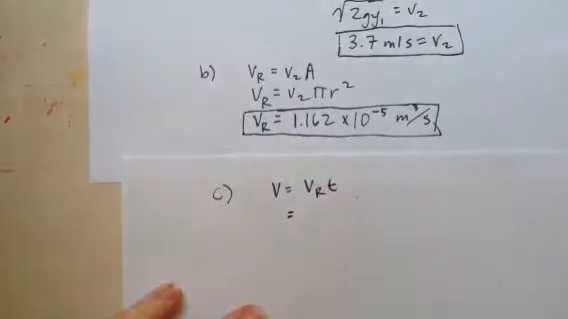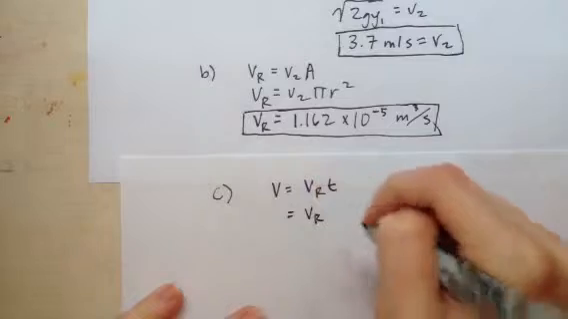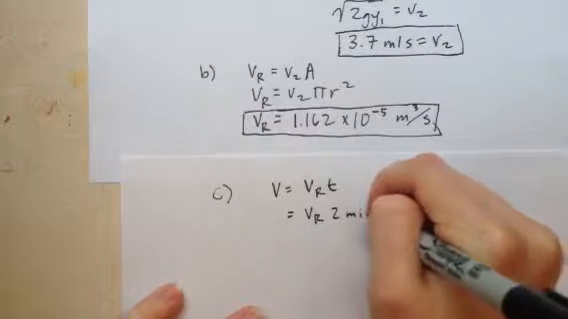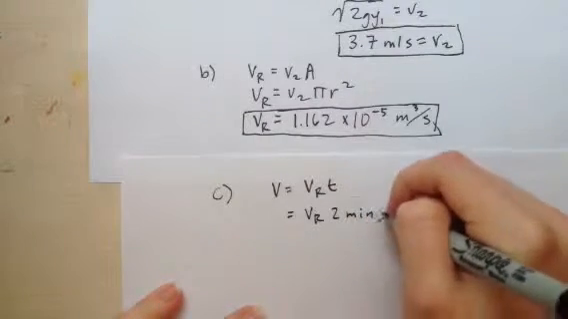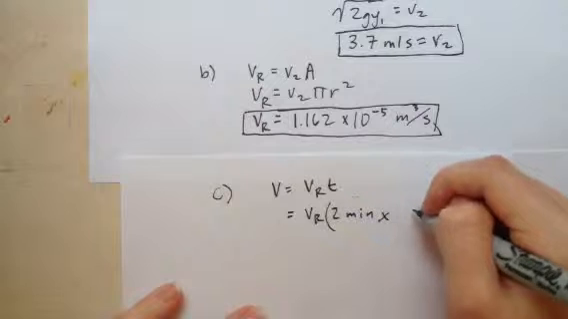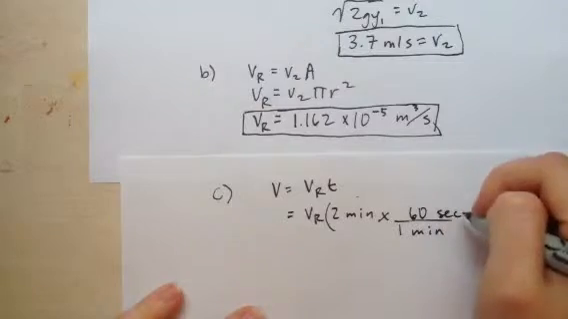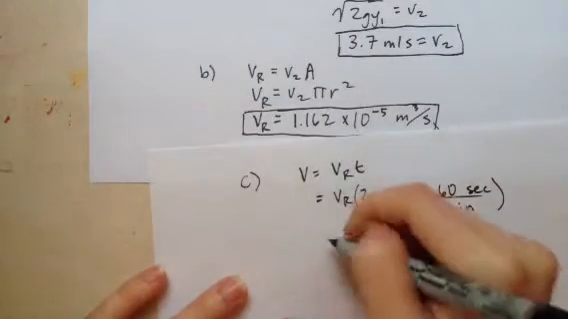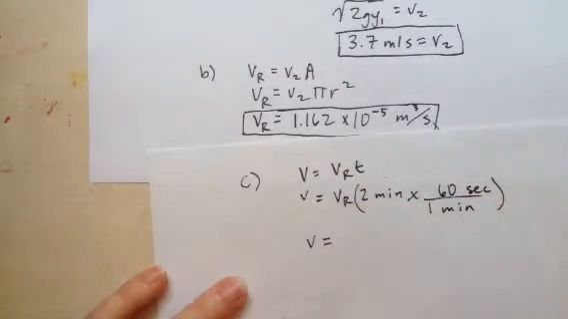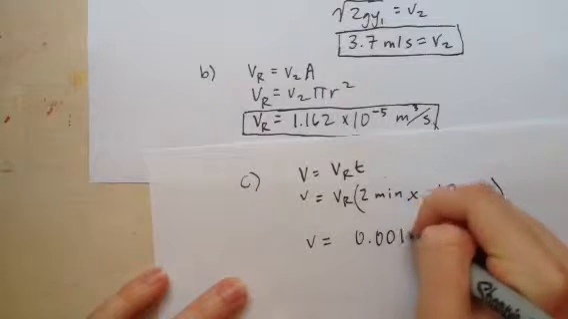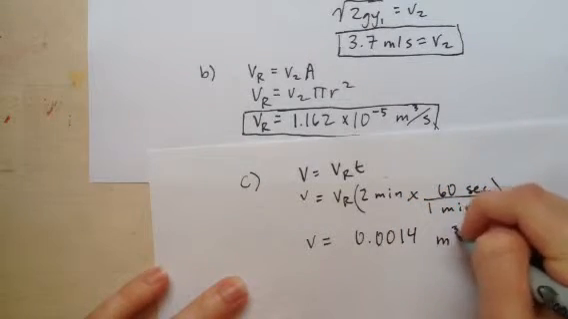And in this problem, it asks to find the volume of the water in 2 minutes, but we're using seconds, so we can't forget to convert. So that would be 2 minutes times 60 seconds over 1 minute. So that is the conversion, and so for our volume in the tray, at 2 minutes we get 0.0014 meters cubed.